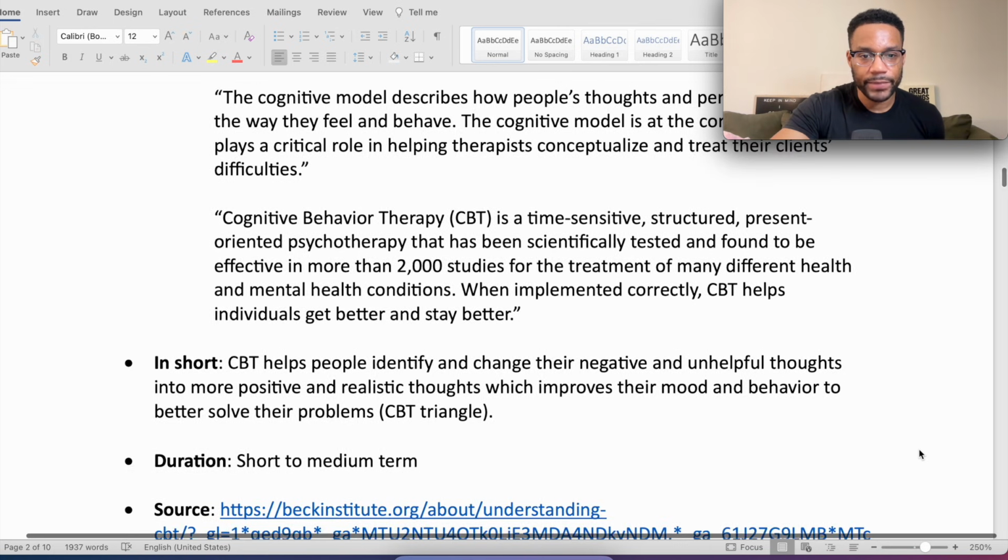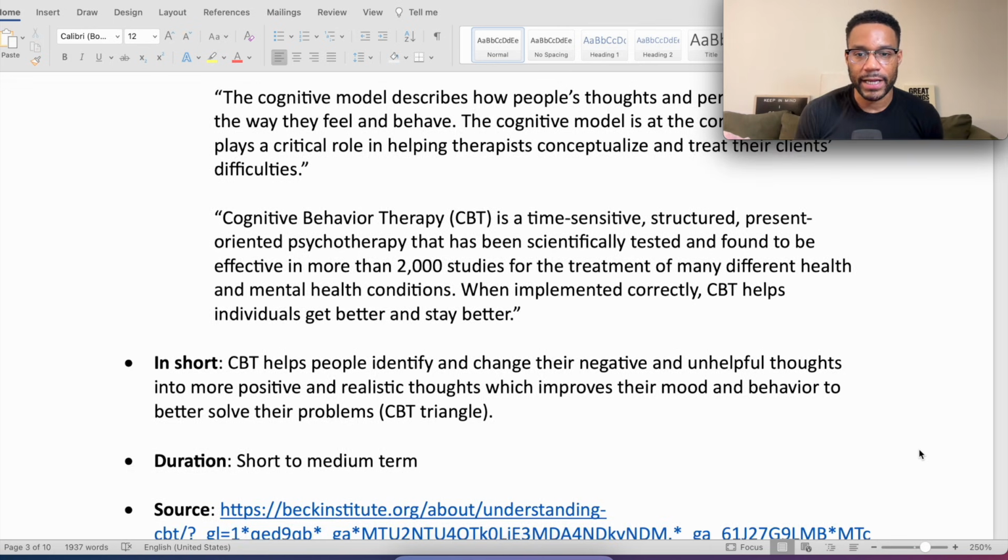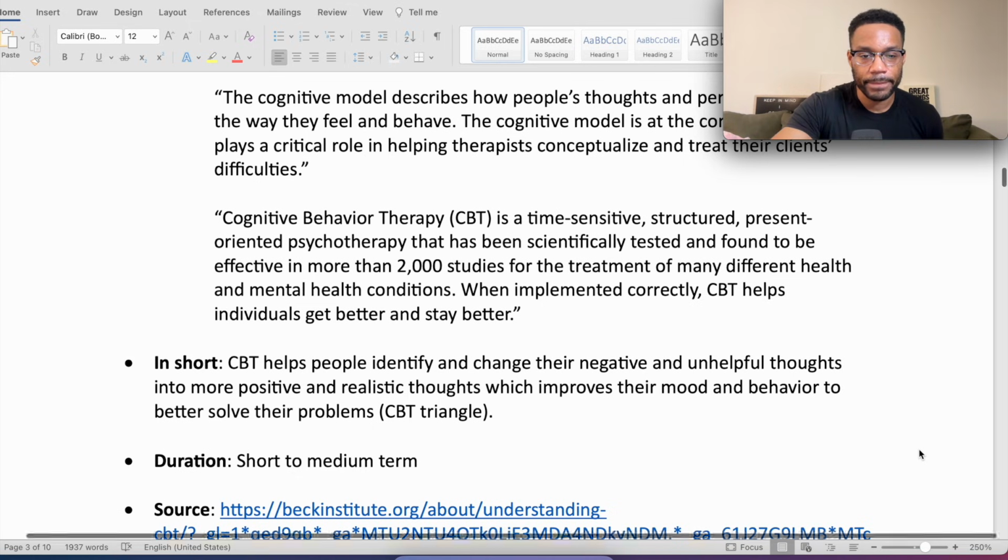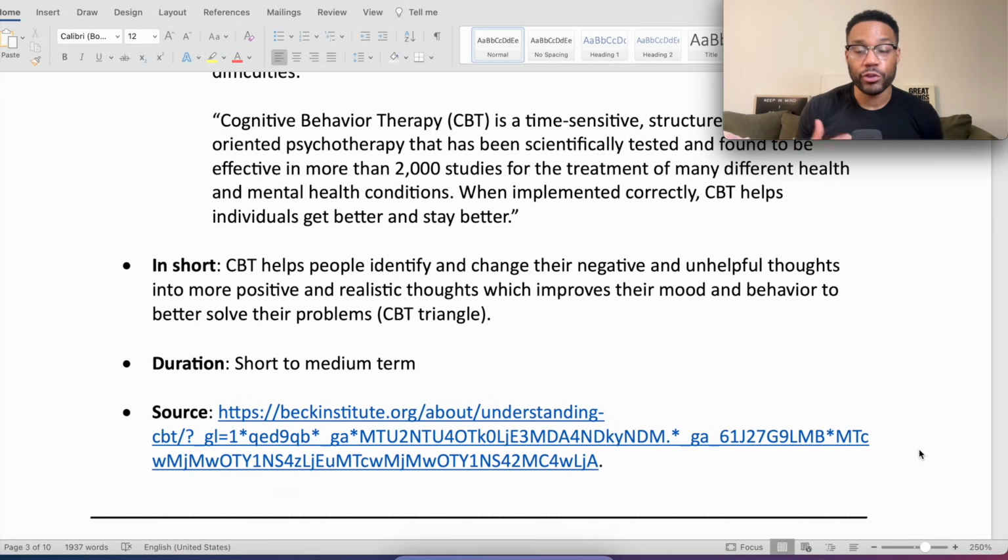In short, CBT helps people identify and change their negative and unhelpful thoughts into more positive and realistic thoughts, which improves their mood and behavior to better solve their problems. And again, the CBT triangle. Duration, short to medium term.